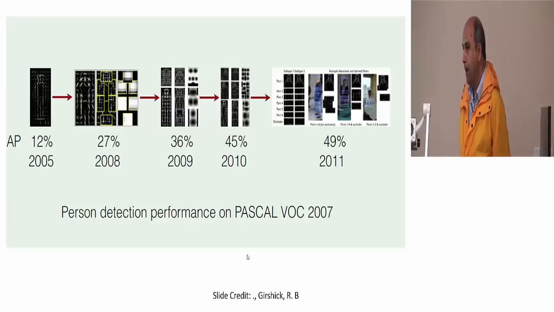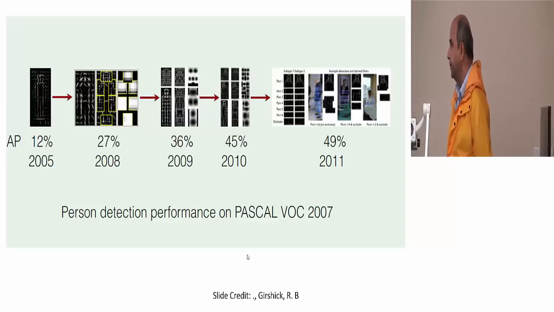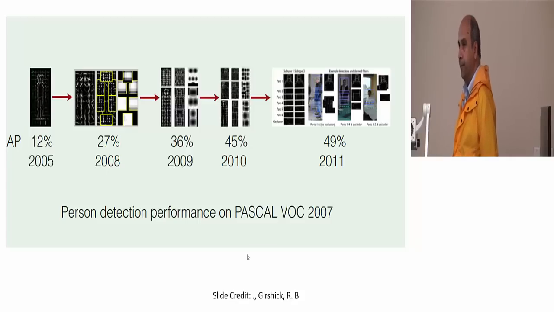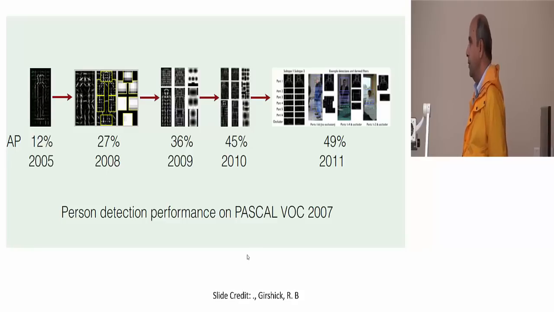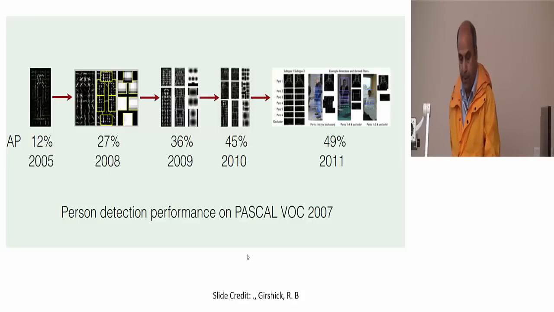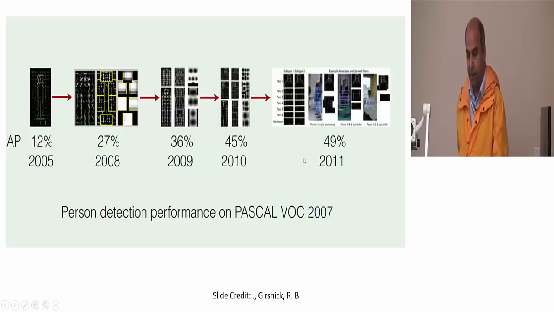So now the main thing is to increase the AP to improve the performance, and this paper made a pretty good contribution to that problem. So AP has gone up from 12 to 27, then 36, and I think the latest is about 45% in 2010. So you can even go to 49%, but that's a separate topic.